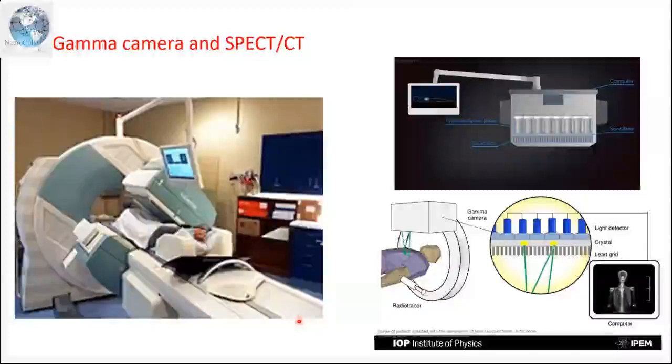Okay, now we go to a different machine. Gamma camera and SPECT-CT. What is different about a gamma camera and a SPECT-CT machine? The difference from PET is, okay, the earliest and simplest one, above there, this one, is the most basic gamma camera, which has a camera that detects the radiation coming out of the patient.